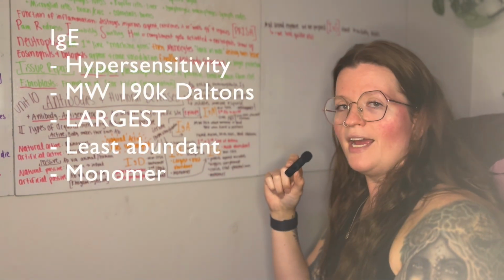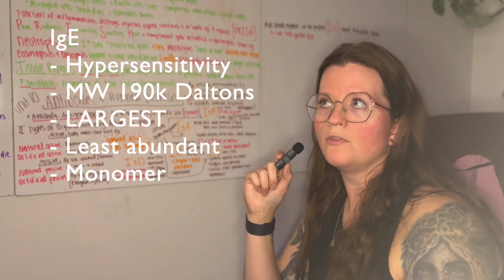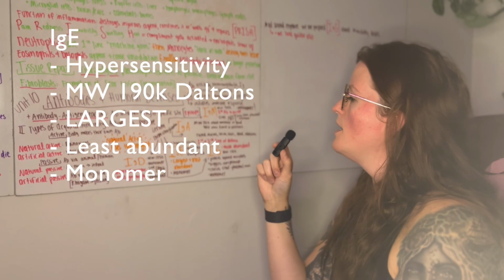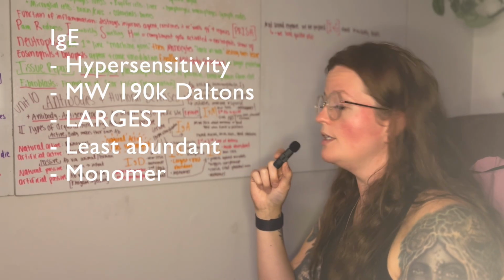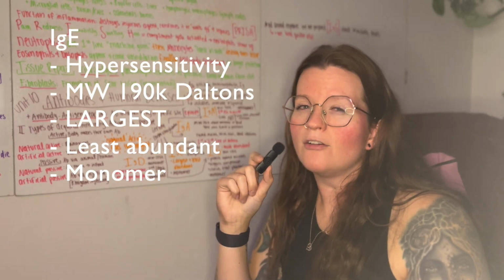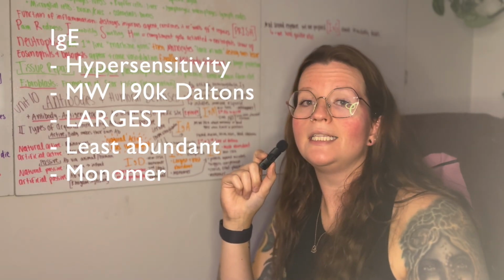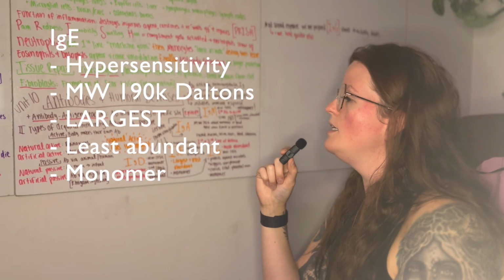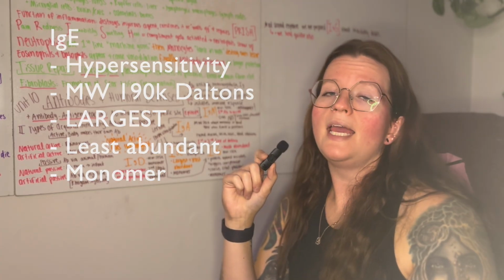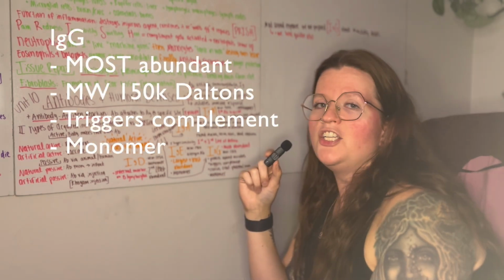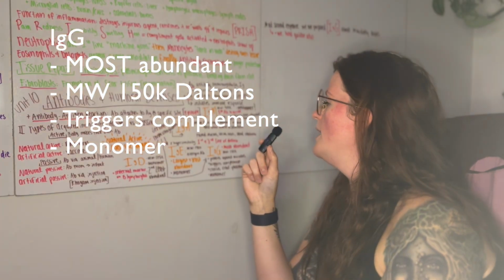Next on our list, IgE. This works with allergic reactions, also referred to as hypersensitivities. The molecular weight of IgE is 190,000 Daltons. It also carries the allergen antibody, and IgE is the largest yet least abundant of all of the serum antibodies. IgE is a monomer.